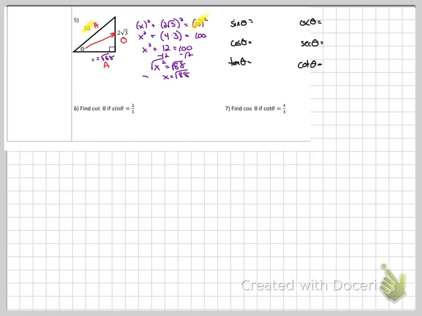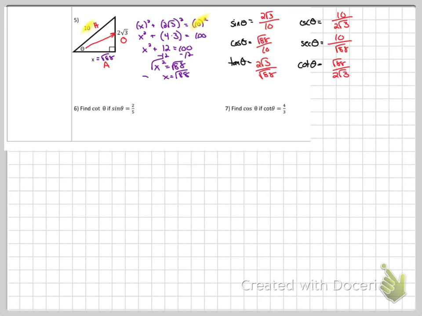See if you can fill these in. I'm going to pause it, and when I pop it back up, all the answers will be on the screen. Okay, there you go. Sine is 2 root 3 over 10. Flip it over for cosecant. Find cosine, flip it over for secant. Find tangent, flip it over for cotangent. Hopefully this isn't too bad. You just got to memorize who goes with who.